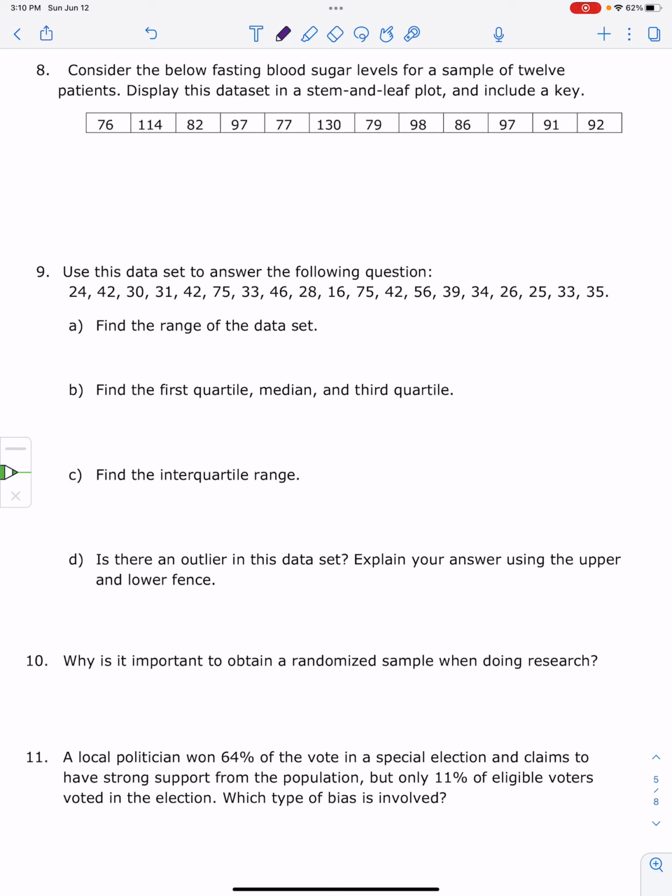This is the Intro to Statistics Exam 1 review, page 5.